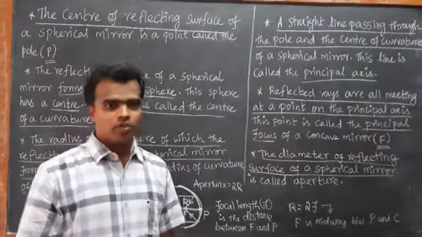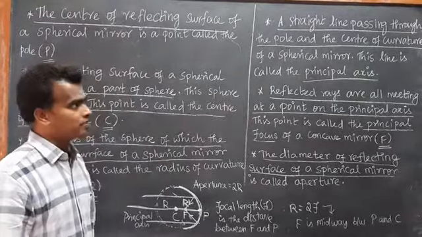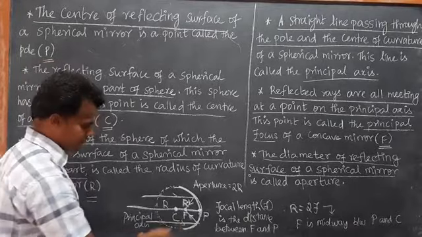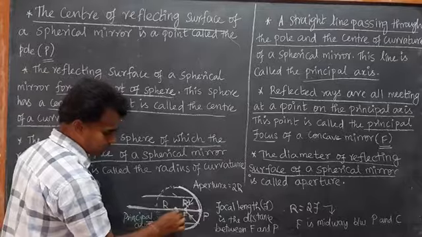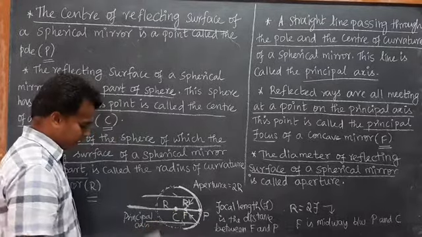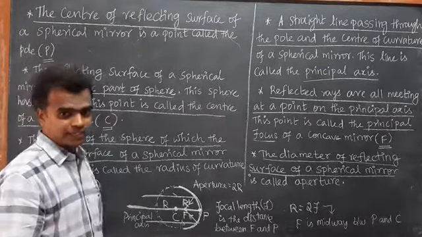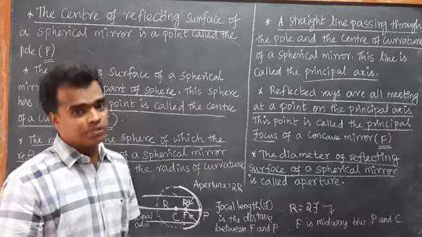And the fourth one is a straight line which is passing through the pole and the center of curvature. This straight line is called the principal axis, and there is no symbol for the principal axis.